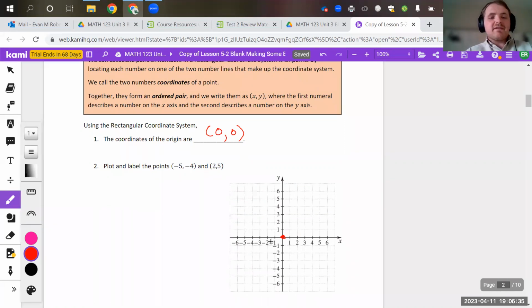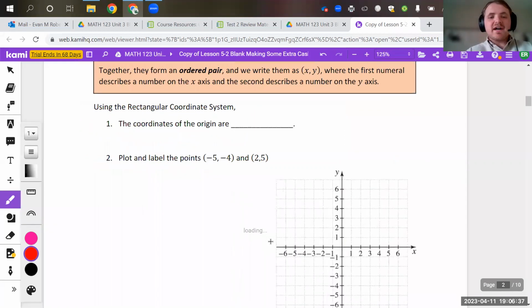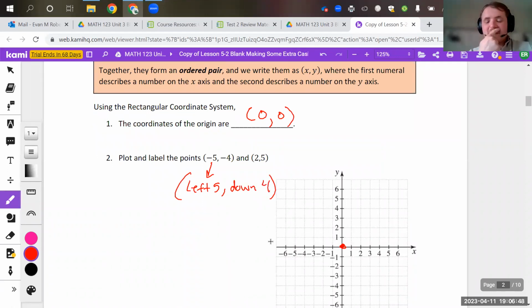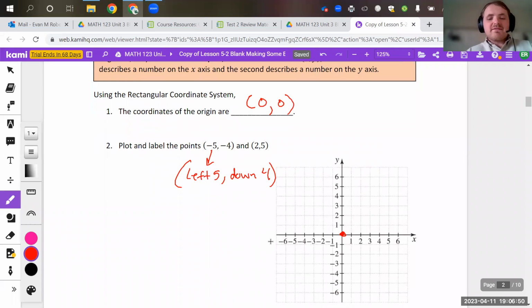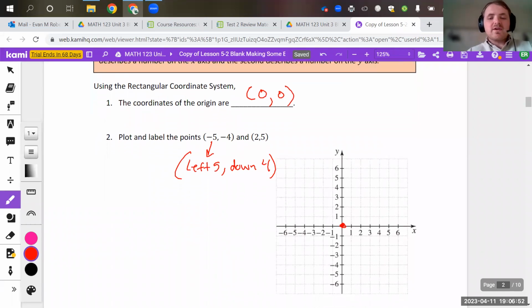If I go (-5, -4), remember the X value is always going to be left to right. Since that's a -5, I'm going left 5 and down 4. That's essentially what is being communicated by that. So I would go left to the -5 and down to the -4 right there, and that would be my first point.